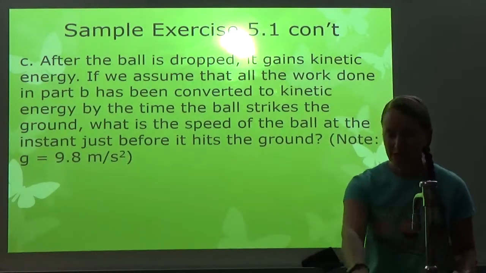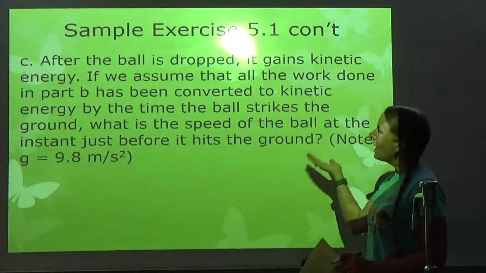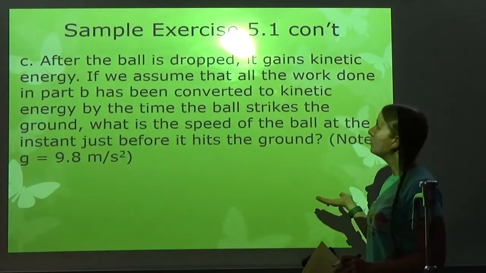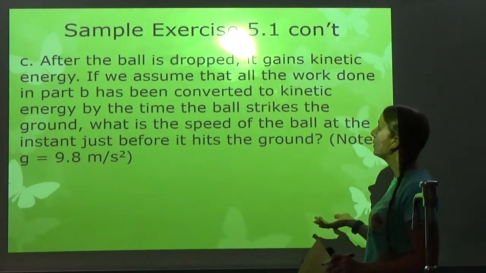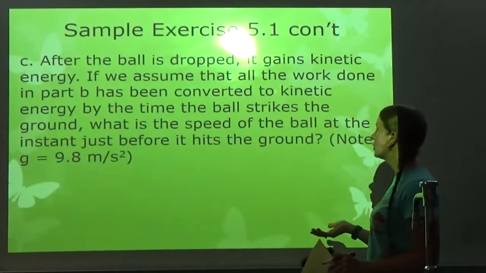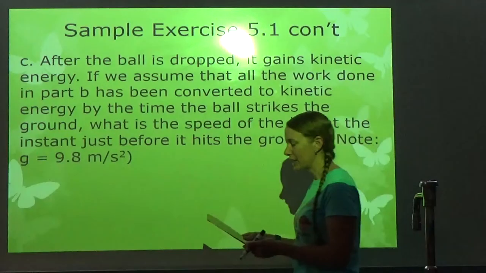Oh, there's part C. I'll write any previous numbers we might have needed up here. After the ball is dropped, it gains kinetic energy. If we assume that all the work done in part B has converted to kinetic energy at the time the ball strikes the ground, what is the speed of the ball at the instant just before it hits the ground? Note, again, gravity is 9.8 meters per second squared.